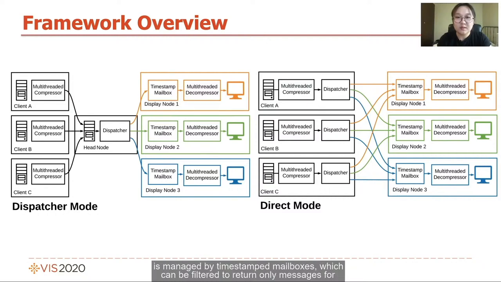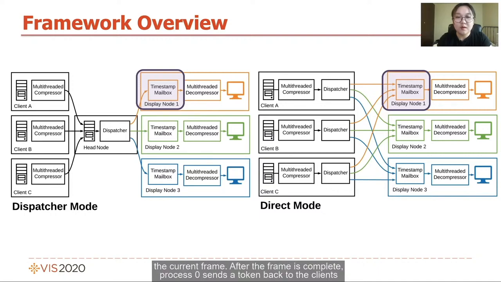Communication between threads is managed by time-stepped mailboxes, which can be filtered to return only messages for the current frame. After the frame is complete, process 0 sends the token back to the client to begin rendering the next frame. This synchronization prevents the renderer from running faster than the displays and buffering too many tiles, causing them to run out of memory. Moreover, users can configure the number of frames that can be in flight at once, allowing the renderers to begin the next frame immediately and buffer some number of frames to reduce the latency.